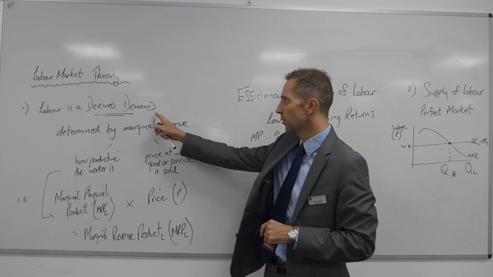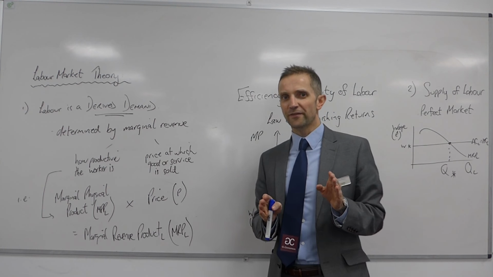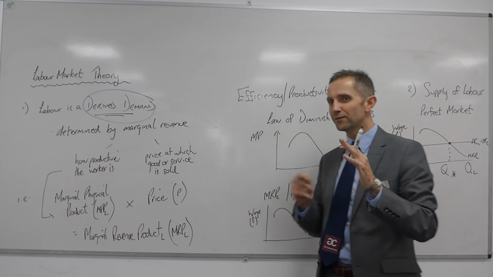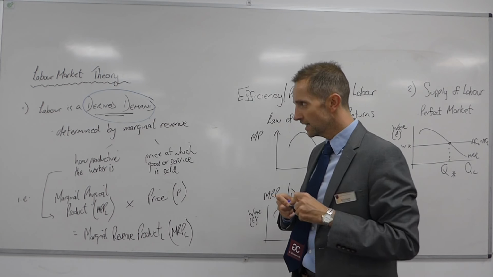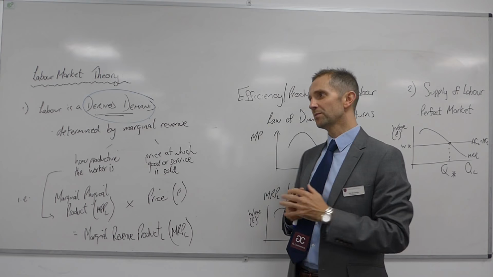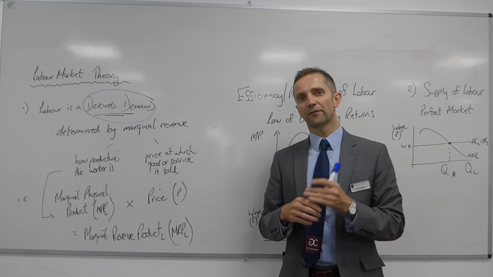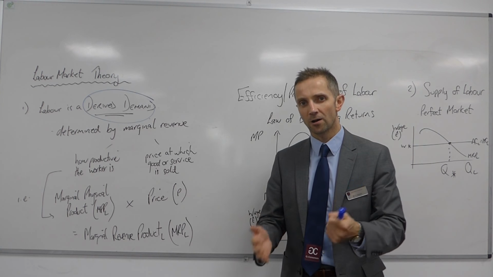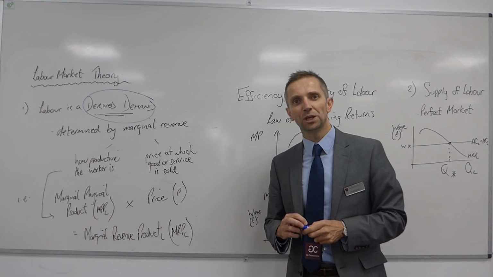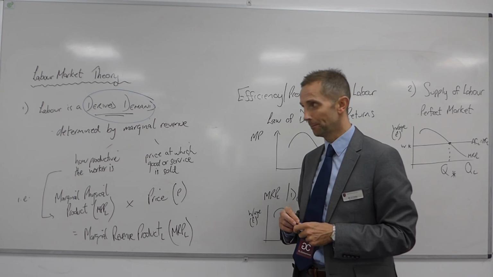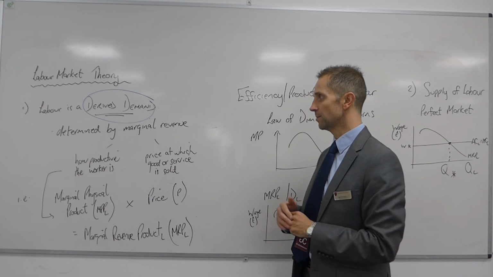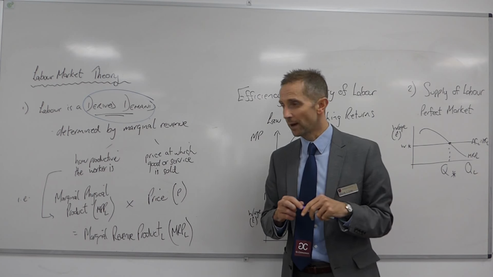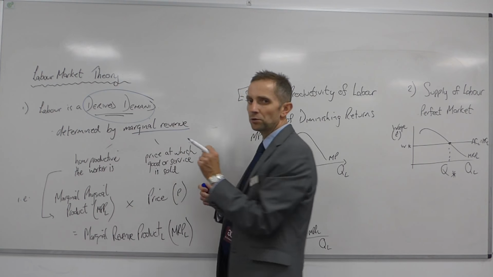So point number one, very important point. We always talk about the fact that labour is a specific type of demand, indeed it is a derived demand, i.e. the demand for labour comes from something else. So the demand for builders, for example, the demand for bricklayers comes from the demand for houses. The demand for shipbuilders comes from the demand for ships. You get the idea of derived demand. And the demand for labour is really determined by the marginal revenue of the labour.